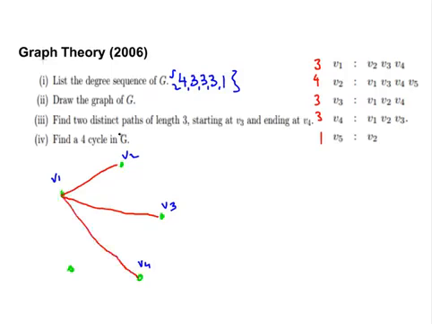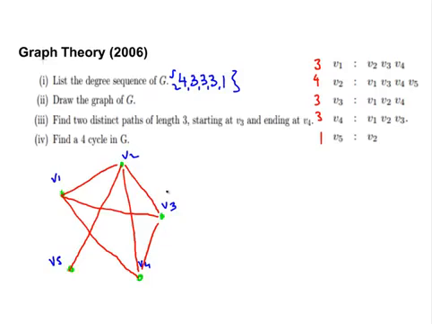Okay. Now, V2 is connected to everything else. So it's already connected to V1 there, but it's also connected now to V5. V3 is connected to V1, V2, and V4, and again V4 is connected to V1, V2, V3. So that's the graph there.